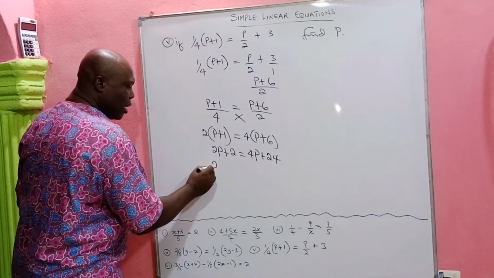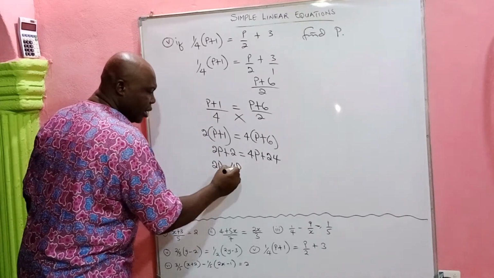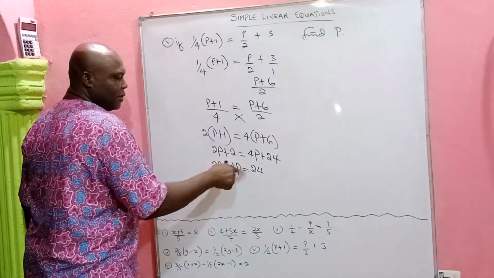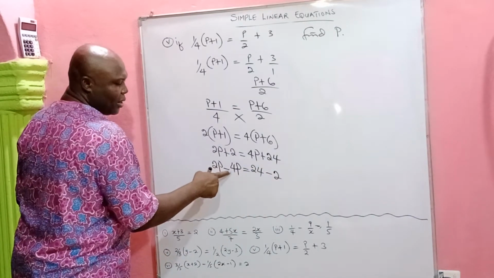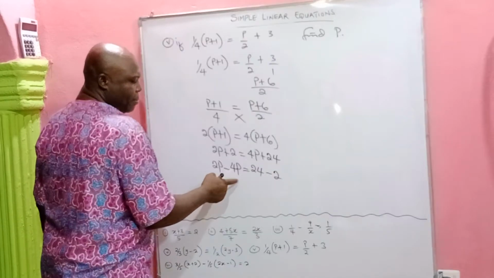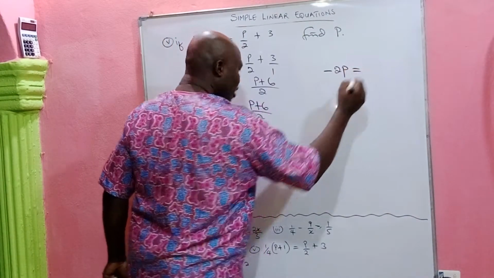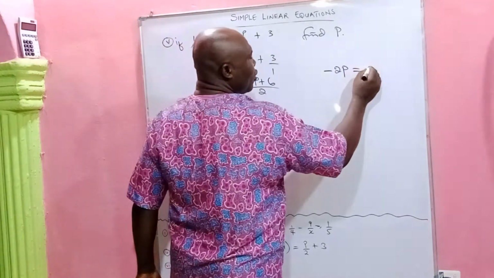So here we are going to have 2p plus 4p will cross to be negative 4p is equal to, we have 24 here. And then positive 2 will cross to be a negative 2. So we are going to have 2p minus 4p. That gives us a negative 2p is equal to 24 minus 2. That will give us 22.